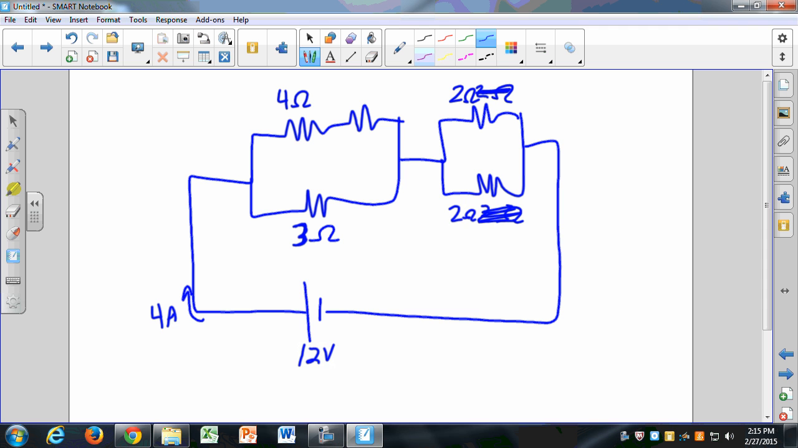So if I have 1 ohm there, what is my voltage across that part of the circuit? If I have 1 ohm equivalent and 4 amps, it's just 4 volts. So I'm going to have 4 volts across that part of the circuit. What then is the voltage across this part of the circuit?